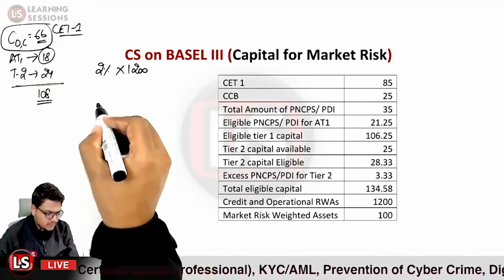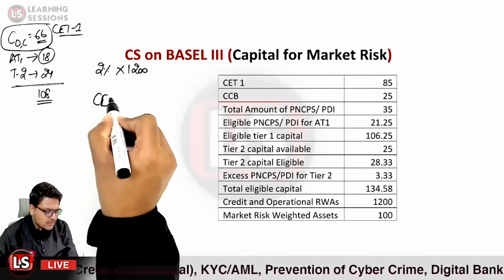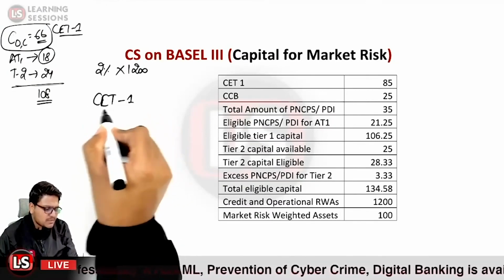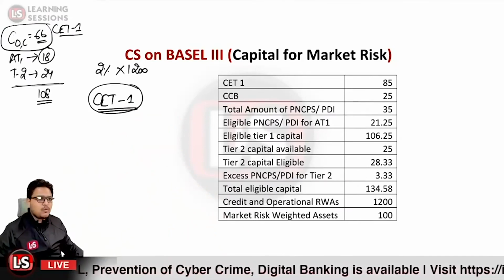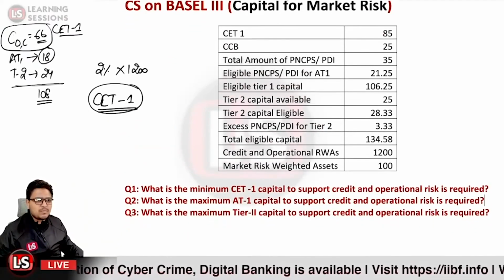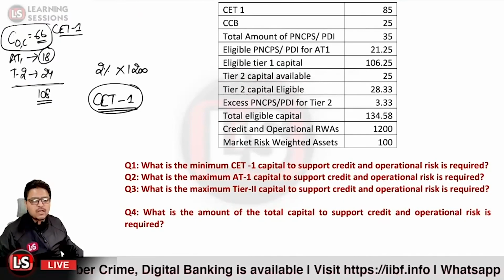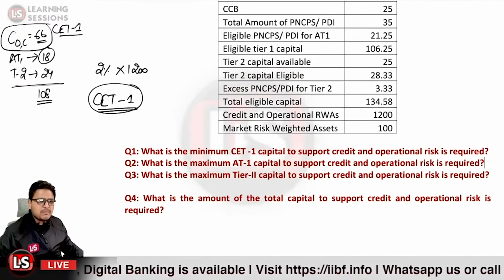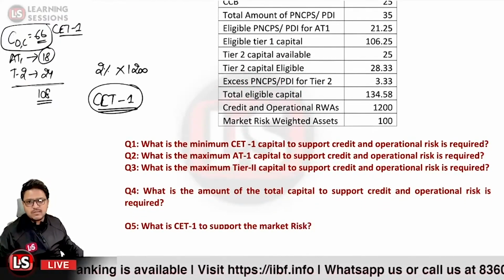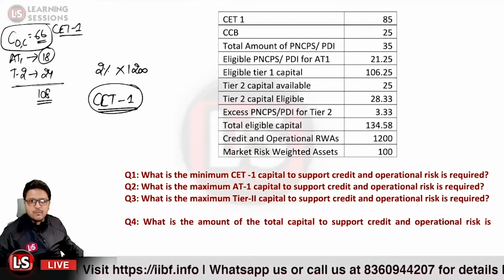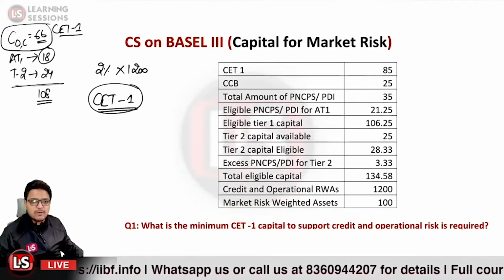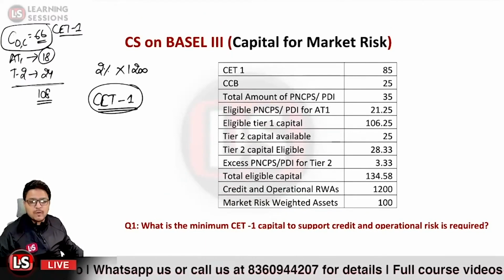So let me tell you one thing. Whenever we need to calculate the CET1, this is the minimum percentage that we calculate. And over here, they have not asked for the minimum percentage. They have simply asked for the CET1. What is the CET1 required for the market risk? The minimum one is 5.5%. But we need not calculate the 5.5%.